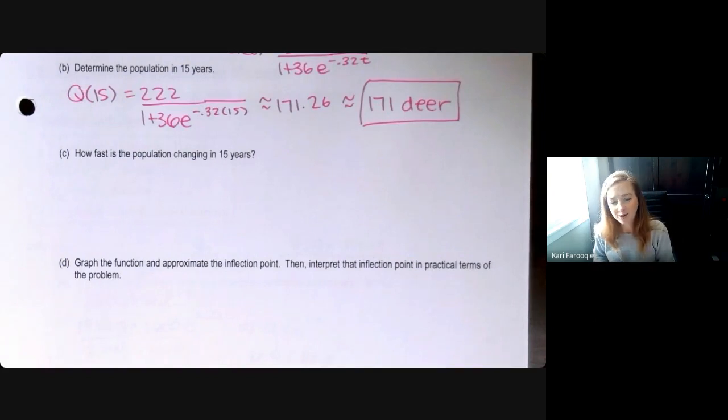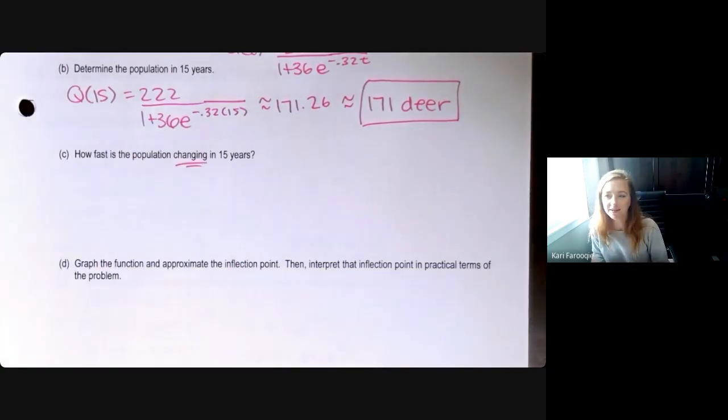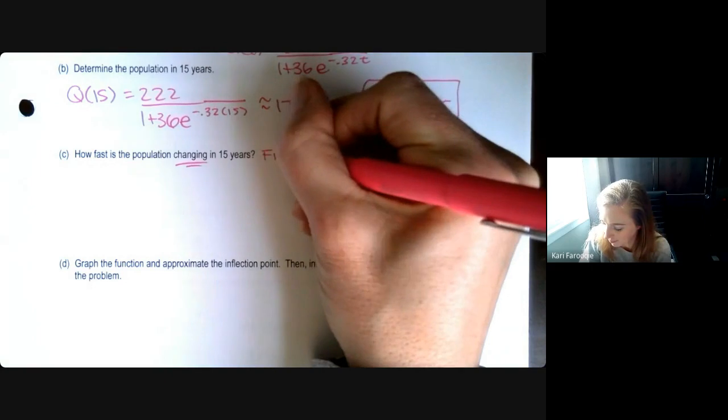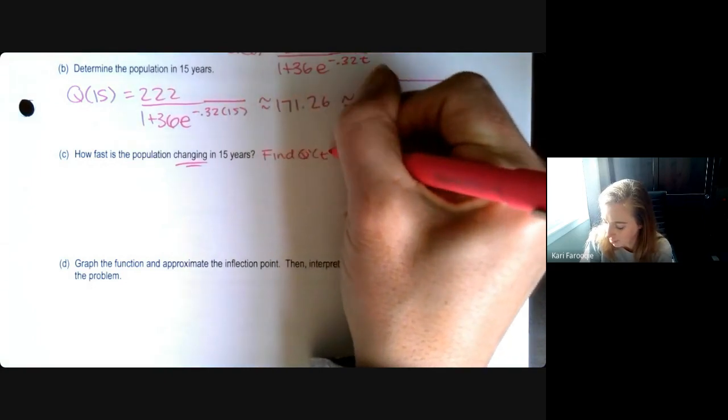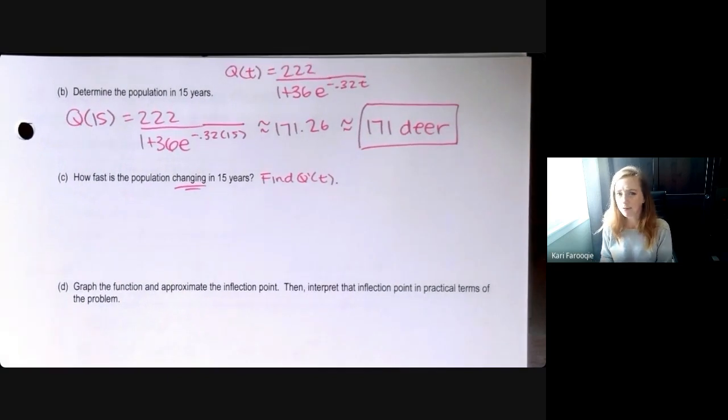Are you reading part C and you're like, ugh, how fast is the population changing in 15 years? That means find Q prime. But that's okay. We can do that. Come on. We did so much of this already in this class. This is nothing new. Let's buck up and do it.